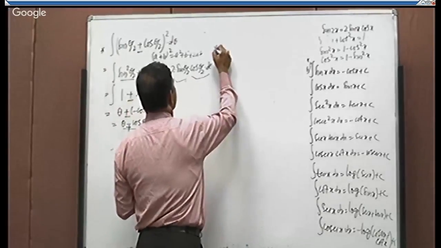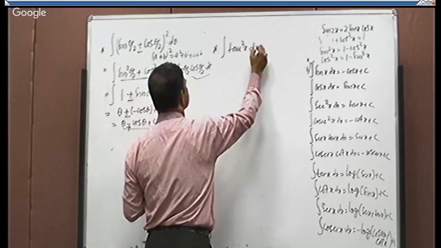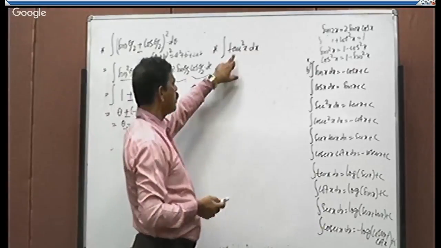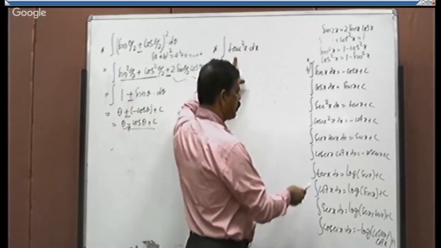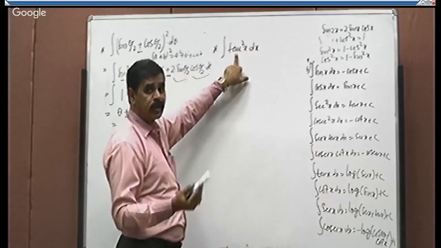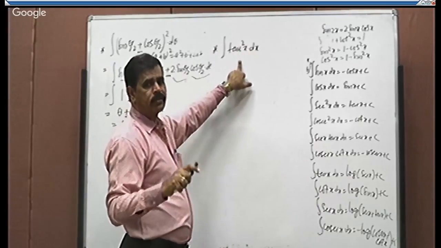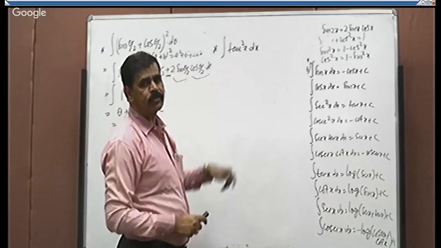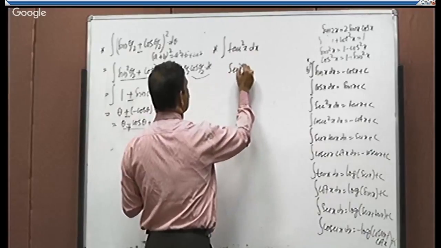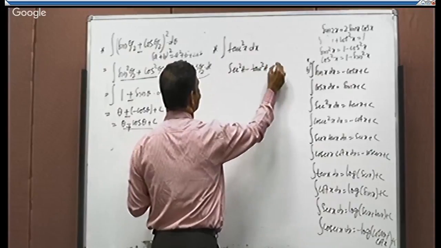Take this one. This is a very important one. Integration of tan square x dx. So we have integration for tan x, correct? It is log of secant x, but we don't have it for tan square x. This can be made into integrable form using what? See, secant square a minus tan square a is what? 1.